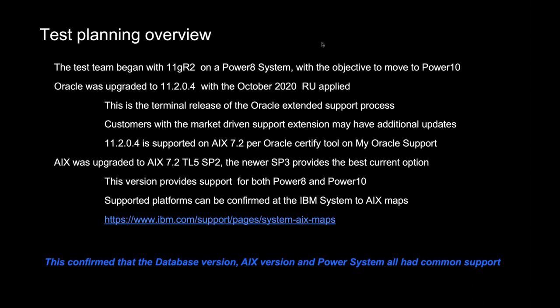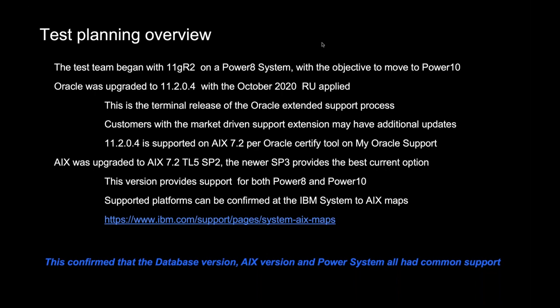So we installed AIX 7.2 TL5 Service Pack 2, ran 11GR2 on that, validated that we were able to find a common release of AIX that both the Oracle version, 11GR2, 19C, and our target and source machines supported. We're able to do that. We document our supported AIX versions on what we call these system maps. They're available for anybody to view.